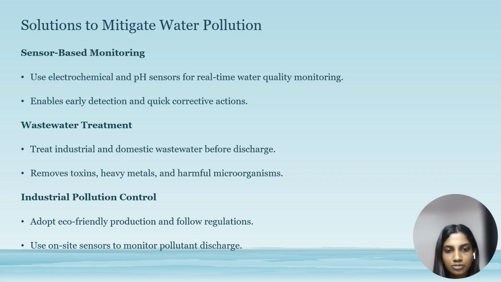Third one is industrial pollution control. So industry should adopt eco-friendly production methods and follow the environmental regulation. On-site sensors can help monitor pollutant discharge and ensure compliance. So together, these measures can significantly reduce the water pollution and protect both the environment and human health.